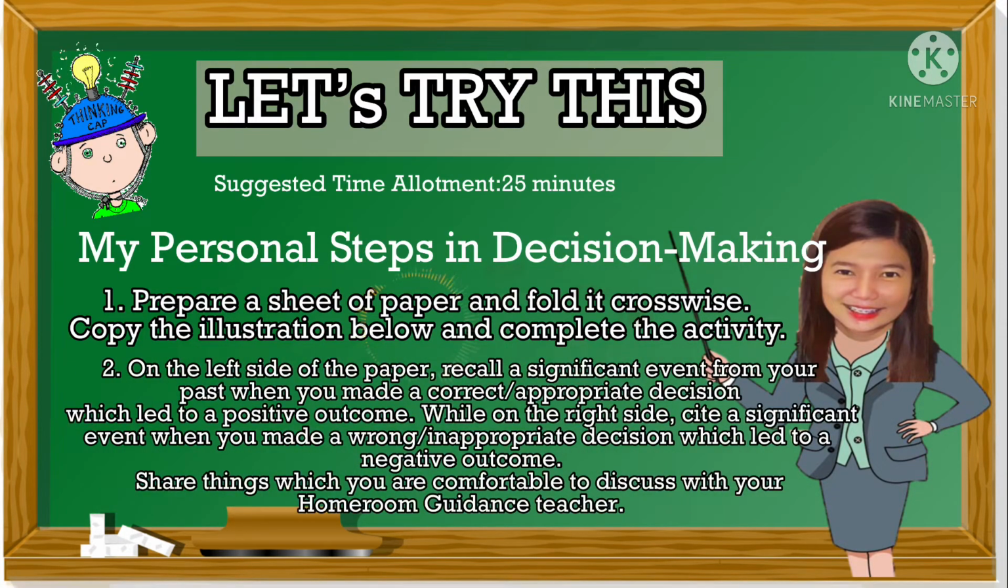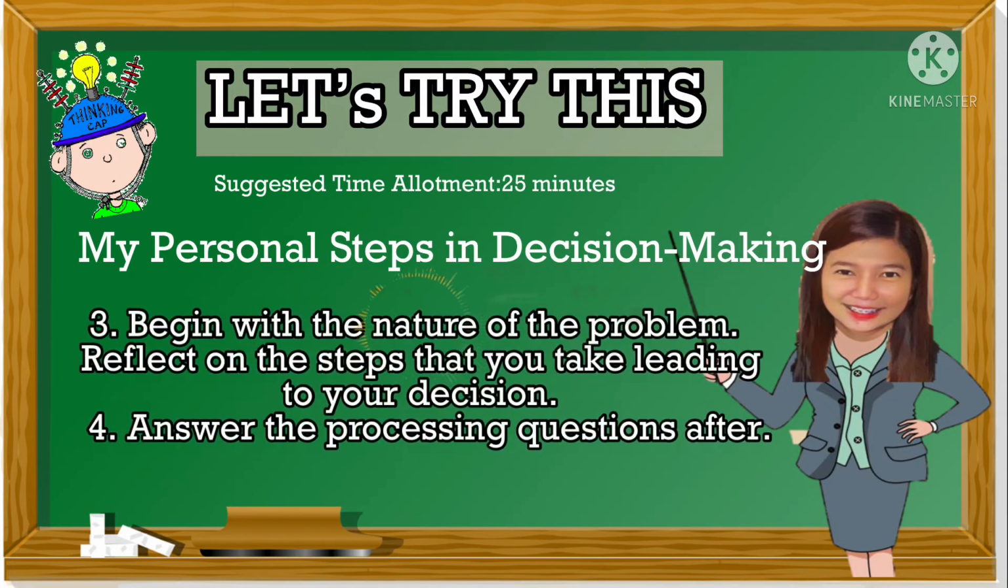On the left side of the paper, recall a significant event from your past when you made a correct or appropriate decision which led to a positive outcome. While on the right side, cite a significant event when you made a wrong or inappropriate decision which led to a negative outcome. Share things which you are comfortable to discuss with your homeroom guidance teacher. Begin with the nature of the problem. Reflect on the steps that you take leading to your decision. Answer the processing questions after.